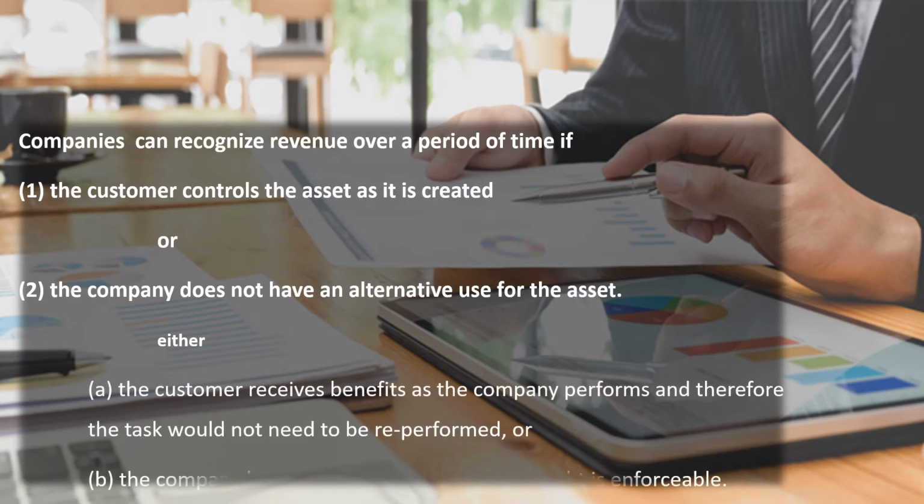Either the customer receives the benefit as the company performs, and therefore the task would not need to be re-performed, or the company has a right to payment and this right is enforceable. Now let's see what the journal entries are for this type of contractual obligation.